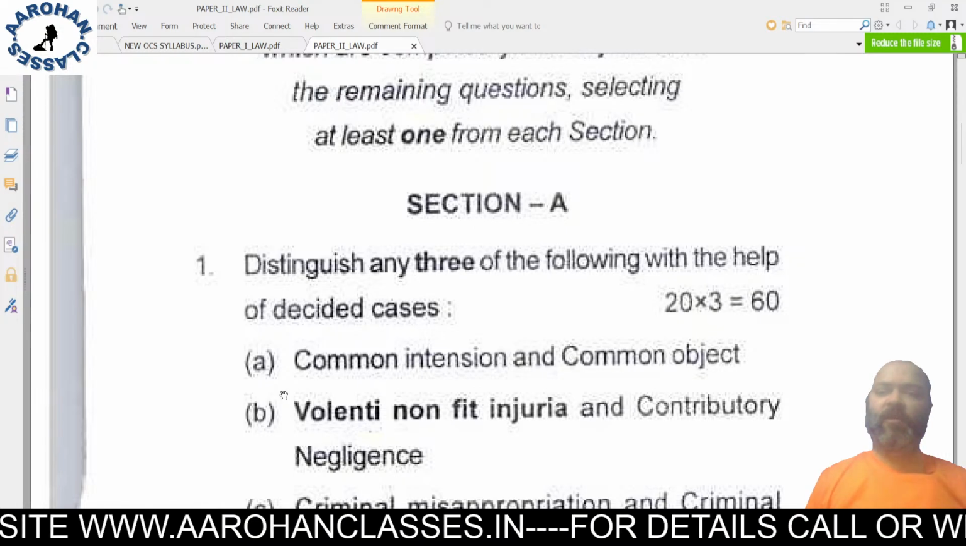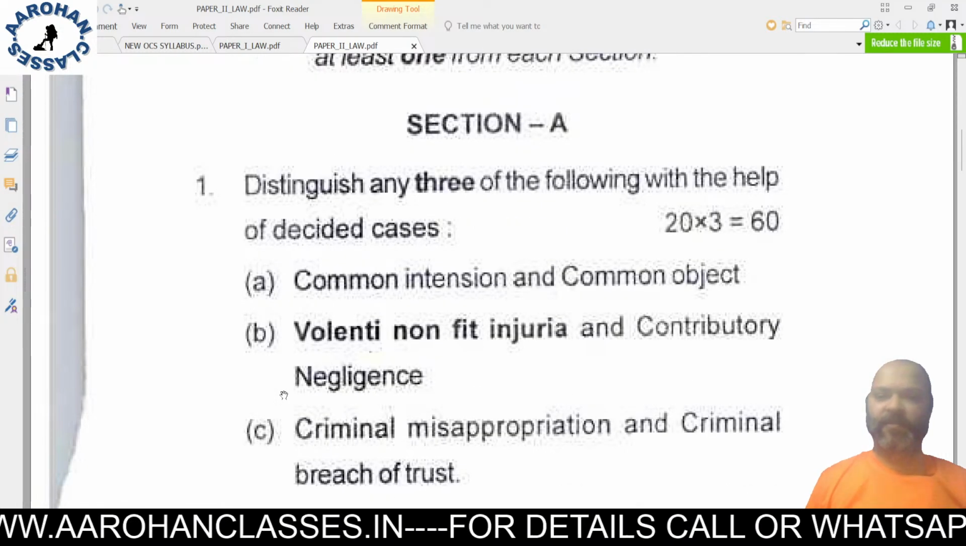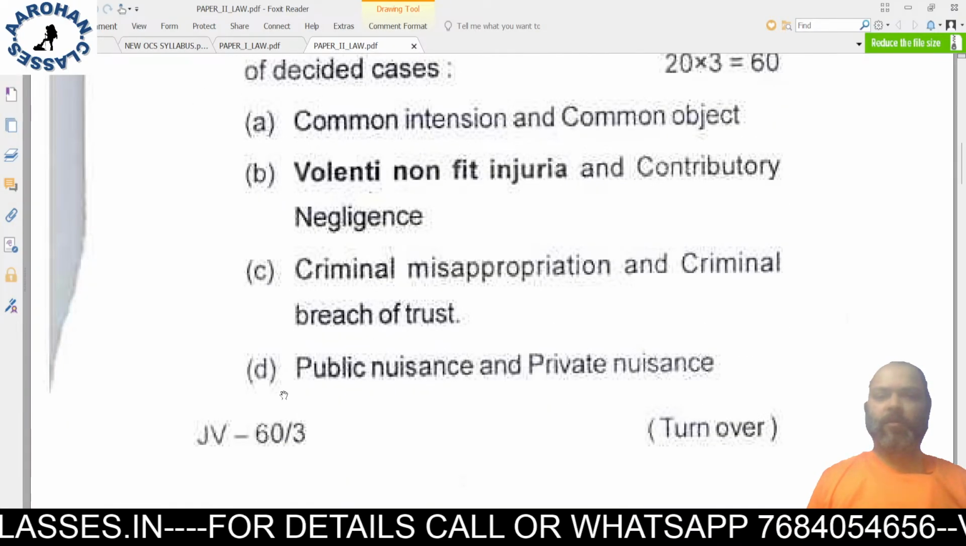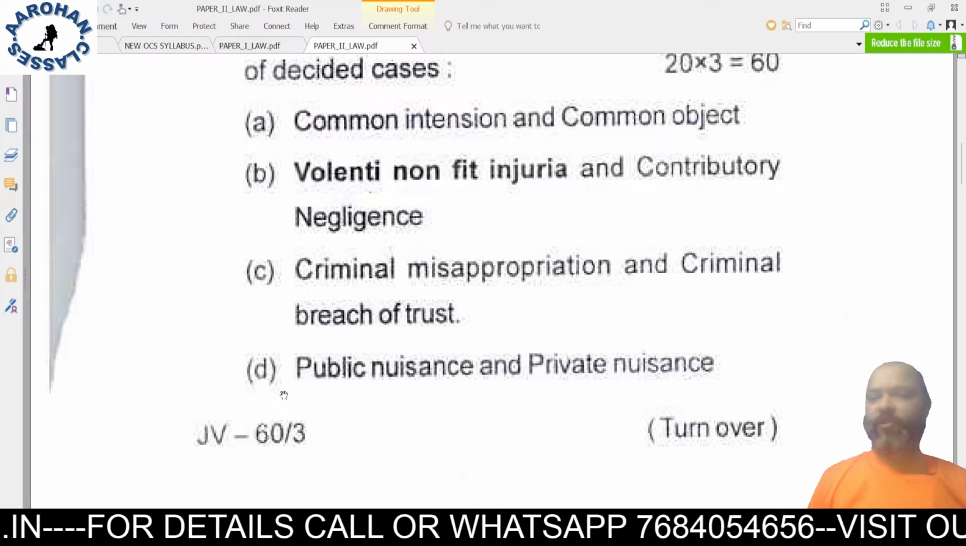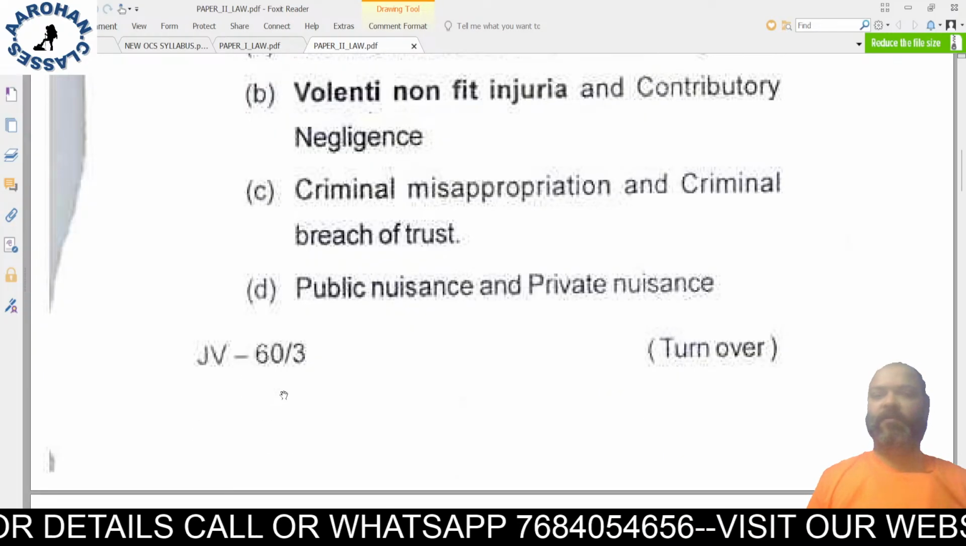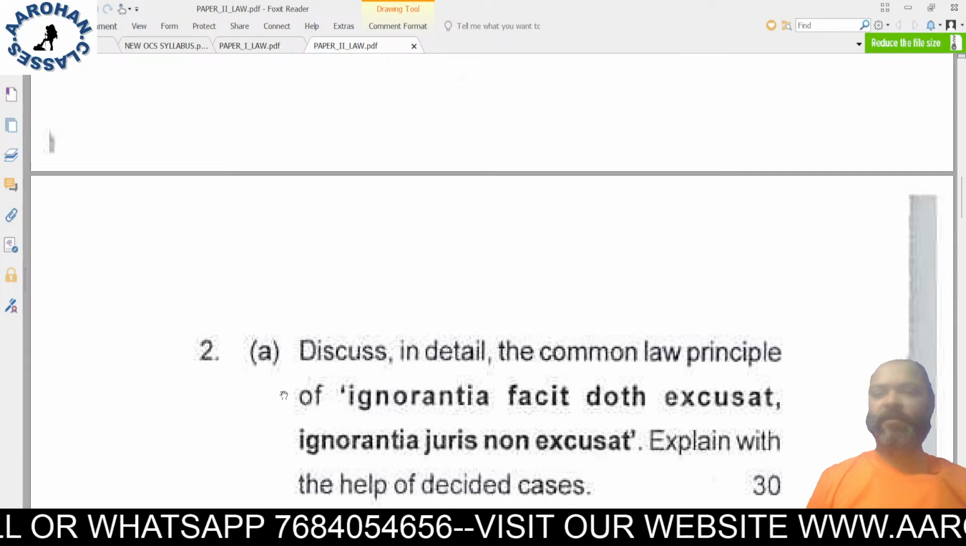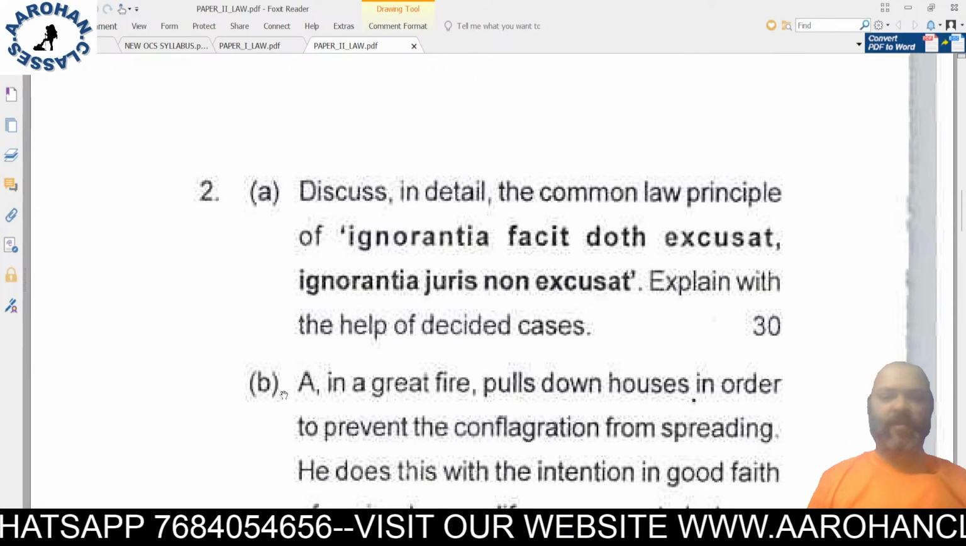Distinguish any three of the following with help of decided cases: common intention and common object, voluntary non-fatal injury and contributory negligence, criminal misappropriation and criminal breach of trust, public nuisance and private nuisance. Out of these, any three.